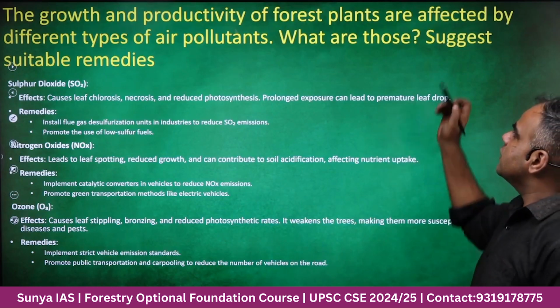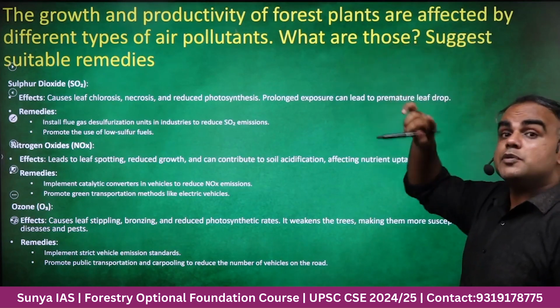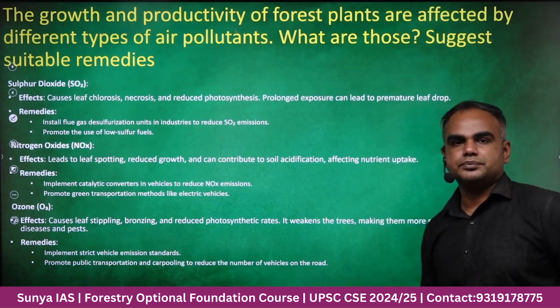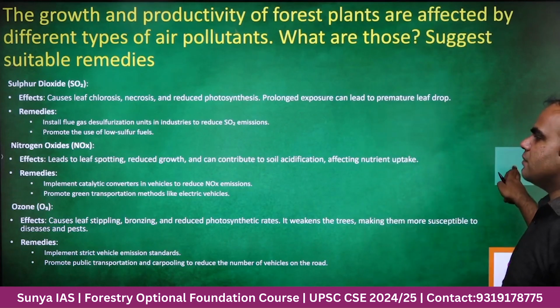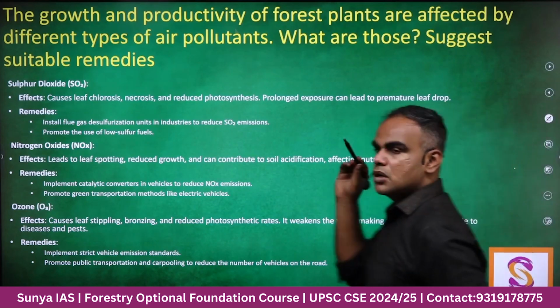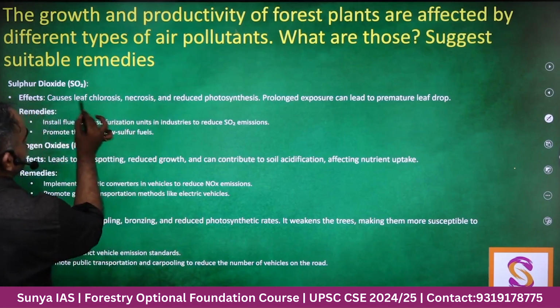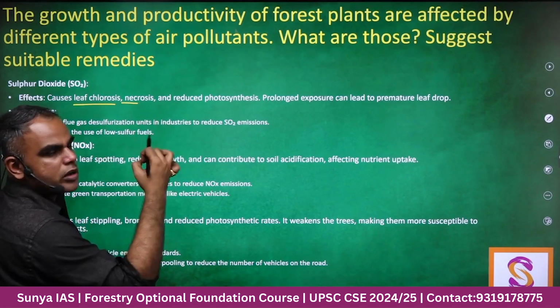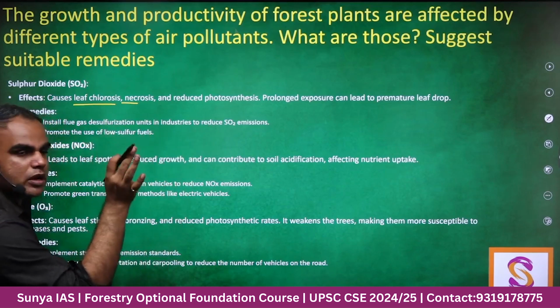The growth and productivity of forest plants is affected by different types of air pollutant. What are those? Suggest remedies. So here I have mentioned, let's say, sulfur dioxide. It can cause leaf chlorosis. See the terms. It can cause necrosis, reduced photosynthesis, and prolonged exposure can cause premature leaf drop.